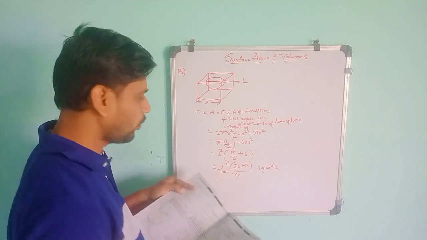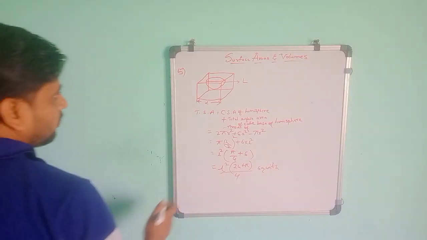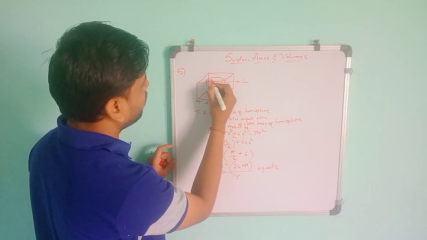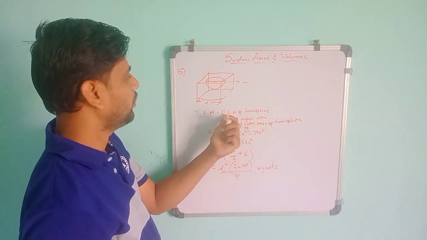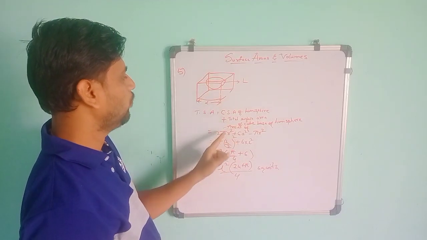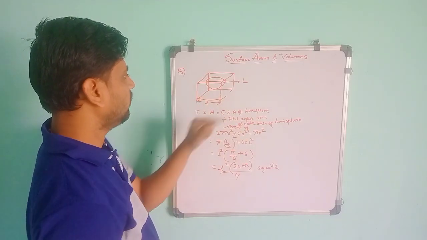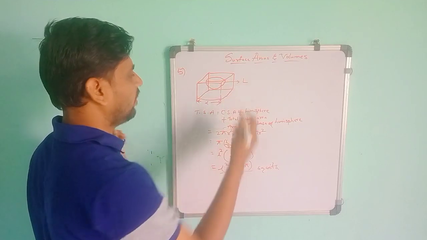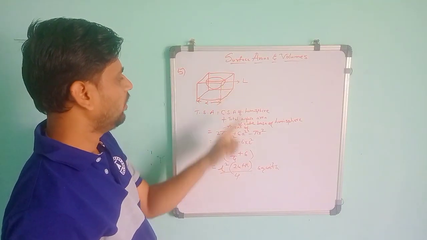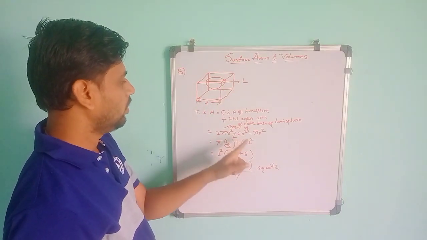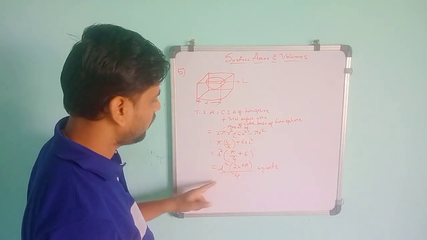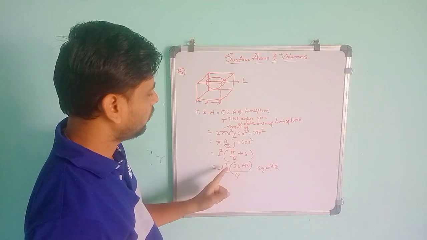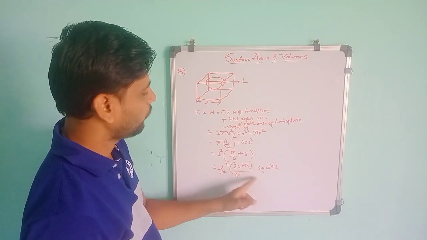Square units, because in this we have to subtract the area of the base of the hemisphere. The remaining is the curved surface of the hemisphere, 2 pi r square, and the total surface area of the cube is 6L square. Because L is the diameter here, the radius will be L by 2, so L by 2 square is L square by 4. Then your calculation gives L square into 24 plus pi divided by 4 square units.